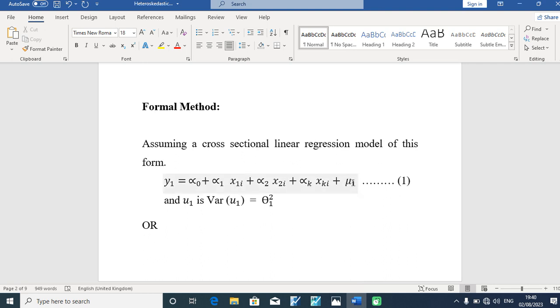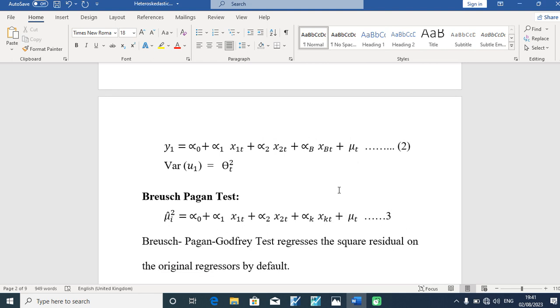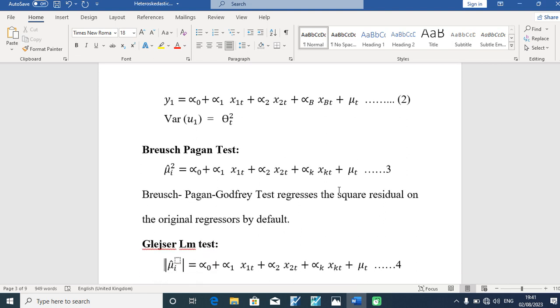Too many studies, too many authors have made this error term the subject of their formulas to derive the heteroskedasticity models. For instance, the first in the list of authors, the first in the list of approaches, the first in the list of methods that considered the square of the residual, the square of the error term, as the dependent variable is Breusch, Godfrey, and Pagan.